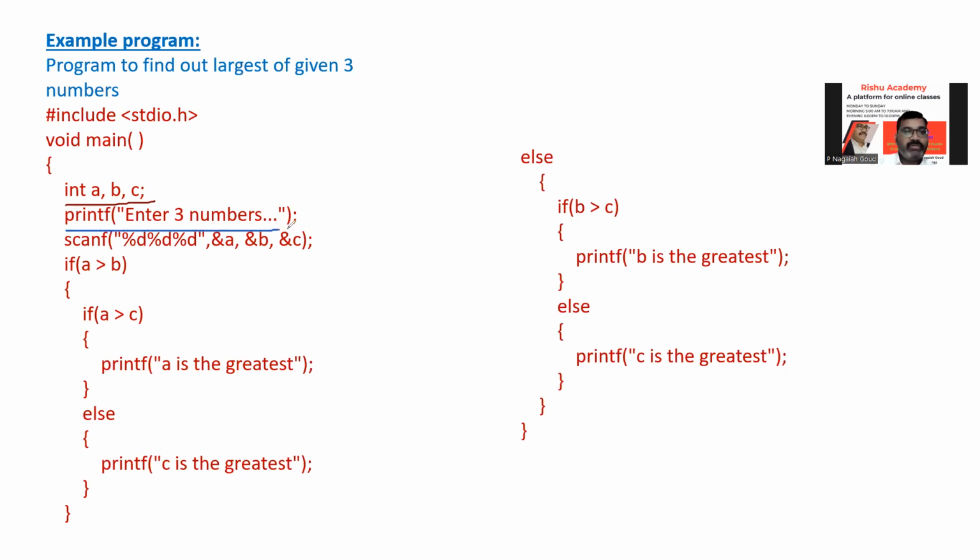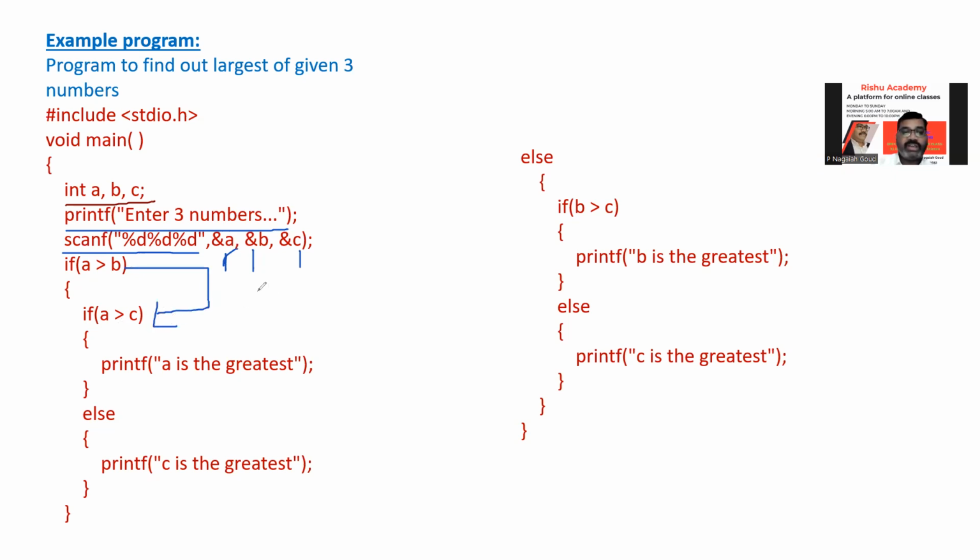Then enter three numbers. You need to read three numbers using %d, %d, %d. The first number will be stored in A, the second number in B, and the third value in C. Now the three variables have three different values. Now condition 1, A greater than B. Assume that this condition is true. Then check the second condition.